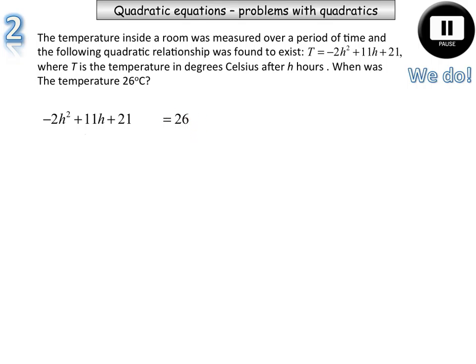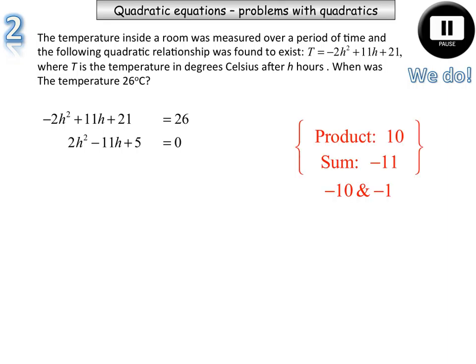We like to work with positive numbers here, so let's get the positive value of h squared to the other side. If I get this to the other side, it becomes a positive 2h squared. That becomes a negative 11h, and taking 21 from 26 is positive 5. So there's our quadratic equation. I'm going to use splitting the middle term in this case. So find two numbers that give a product of positive 10, and a sum of negative 11.